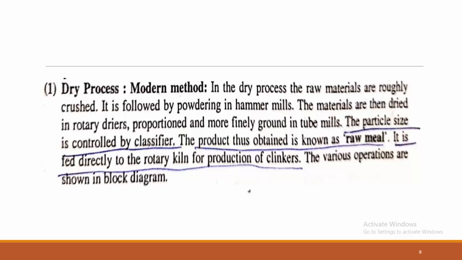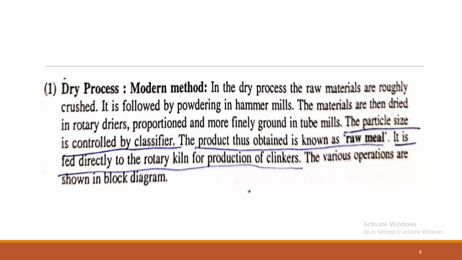In the dry process, the raw materials are roughly crushed after proportioning, meaning the required amount of each material is taken. For the preparation of the kiln feed, all the materials are ground properly, followed by powdering in the hammer mill. They are sent into the hammer mill and proper hammering takes place, because all the raw materials should be properly mixed.